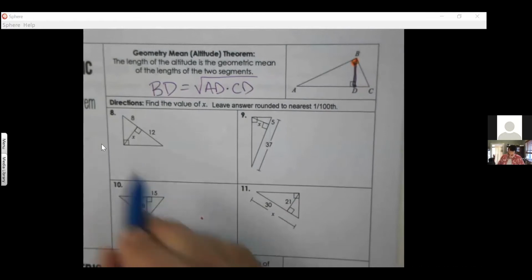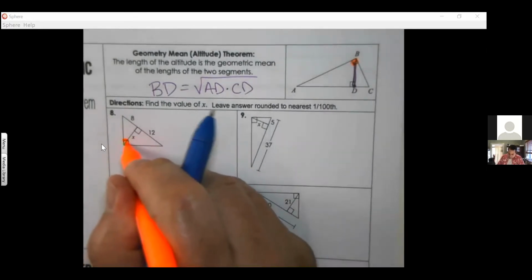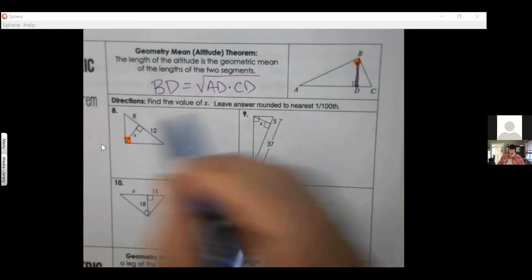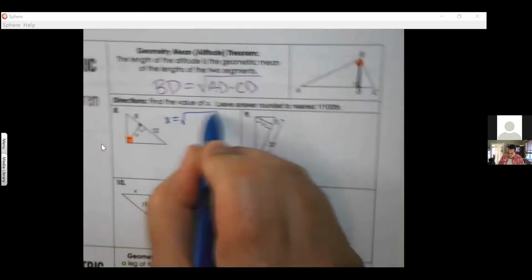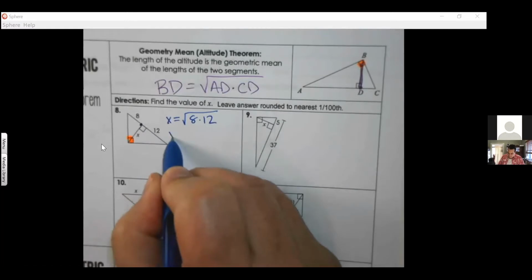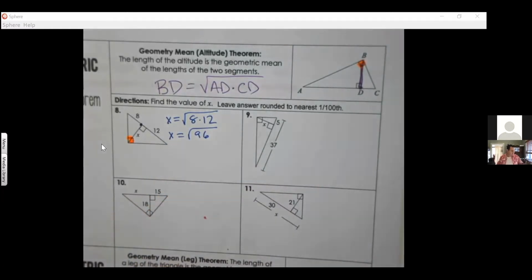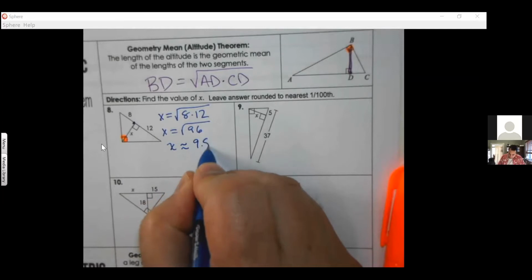What that means is for this problem, I could say that coming out of this orange corner, I go along X, landing there. X equals square root of 8 times 12. X equals square root of 96. So X is about equal to 9.80.